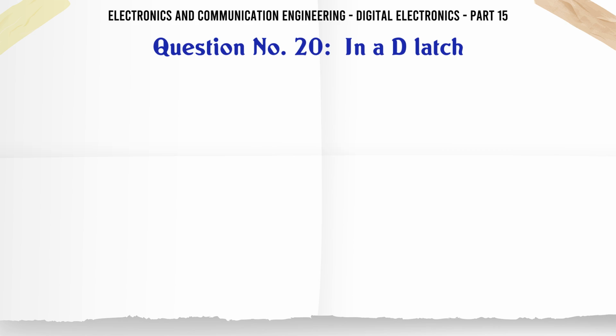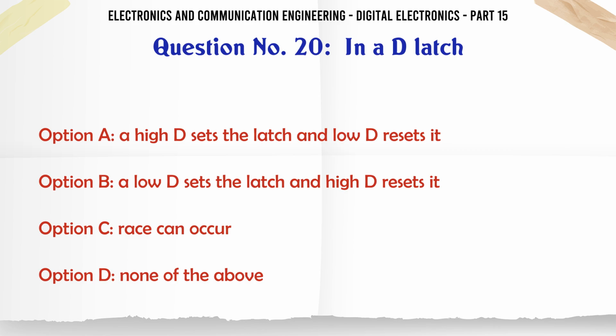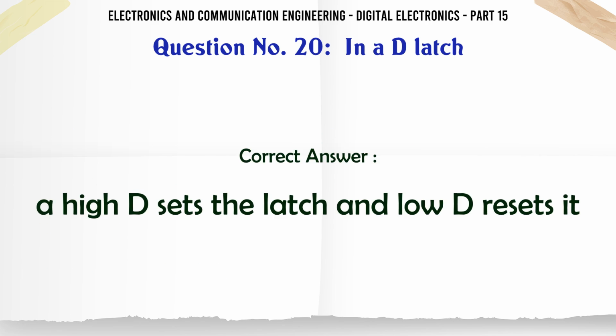In a D latch: A. A high D sets the latch and low D resets it. B. A low D sets the latch and high D resets it. C. Race can occur. D. None of the above. The correct answer is a high D sets the latch and low D resets it.